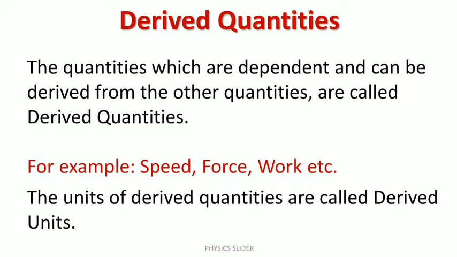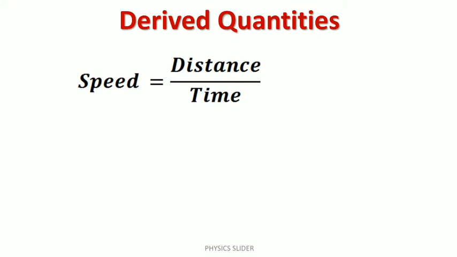Why are these quantities derived quantities? Watch here. Since we know that speed is distance traveled upon time, it means speed depends upon distance and time. Speed depends upon two other quantities, or derived from these two quantities. When we divide distance by time, then we get speed. It means speed is derived from distance and time. So, we will say that speed is a derived quantity.